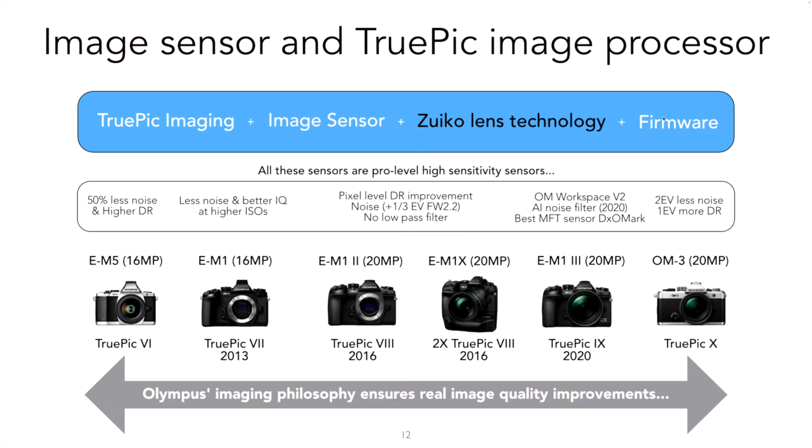I put Workspace here in this area. I didn't list anything about the sensor or the lens here. What we see is that all these sensors are pro level, high sensitivity sensors on the cameras listed below. And here we have a summary: 50% less noise and higher dynamic range on the EM5, less noise and better image quality at higher ISOs, which tells us that it's a high sensitivity sensor, pixel level dynamic range improvement. They talked in the press release about a pixel level dynamic range improvement.